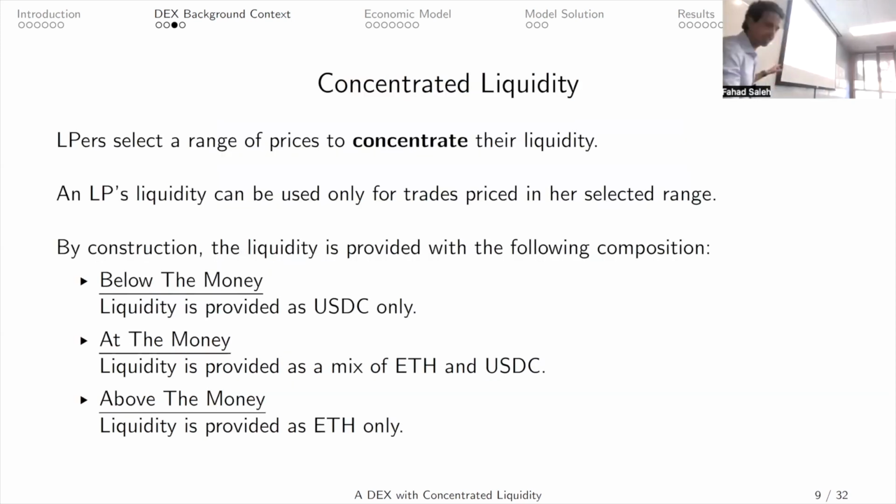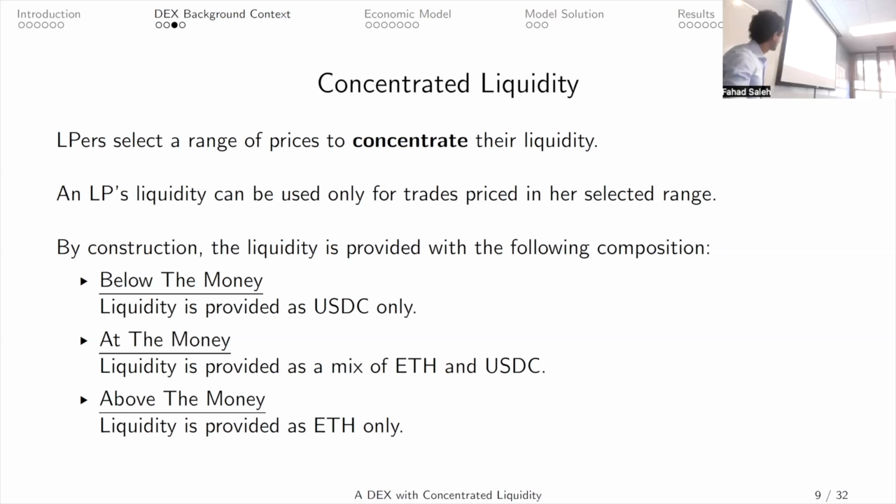It turns out it depends on exactly where you're providing the liquidity. Specifically, it depends on whether you're below the money, at the money, or above the money. That is to say, whether you're providing liquidity below the current price, at the current price, or above the current price. If you want to provide liquidity below the current price, you will have to provide it only in what's called the stable asset, USDC. If you want to provide liquidity above the money, you have to provide it only in the risky asset, Ether. And if you provide it at the money, you have to provide a specific mix depending on exactly what the price is.